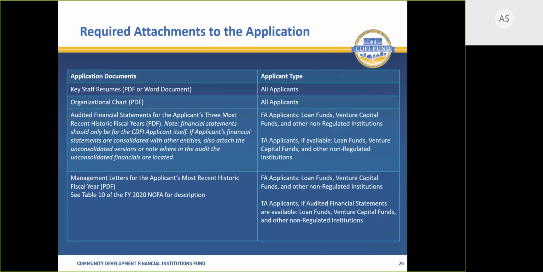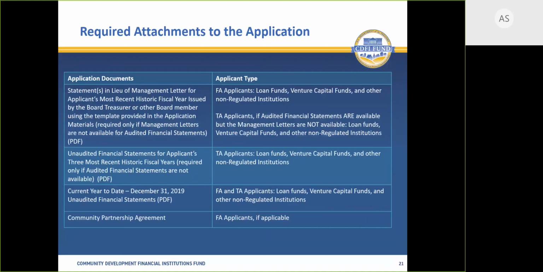Several attachments are required for the application. Again, it depends on your applicant type. For example, all applicants will upload key staff resumes and organizational charts. If you are a non-regulated institution, you will be uploading audited financial statements and a management letter for the most recent fiscal year. Next slide, please. There's also a provision to upload a statement in lieu of a management letter if you have not received one from your auditor.